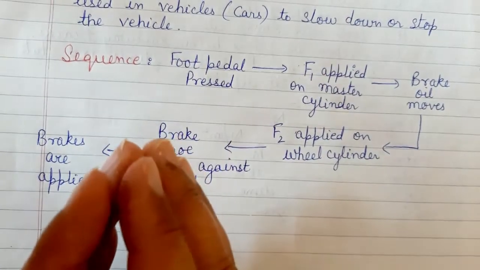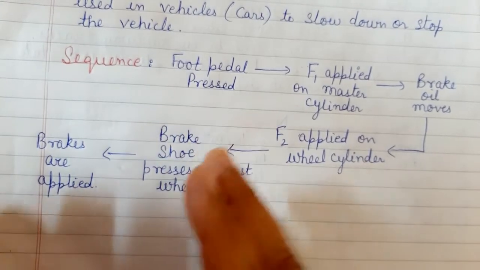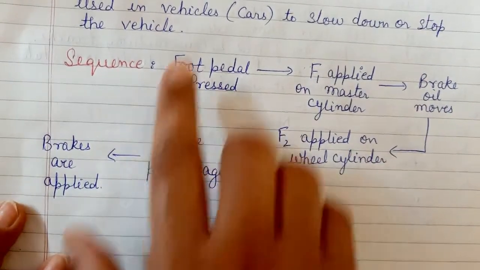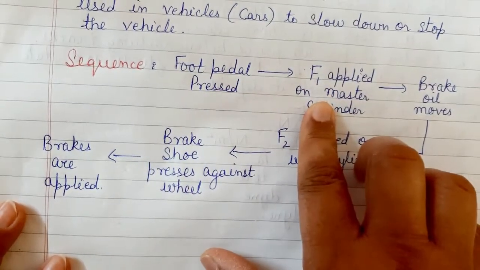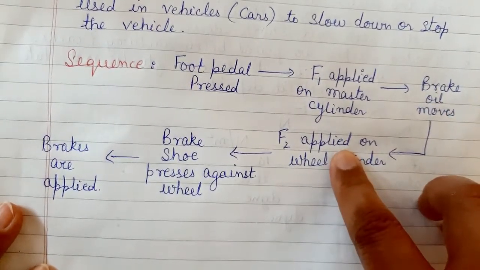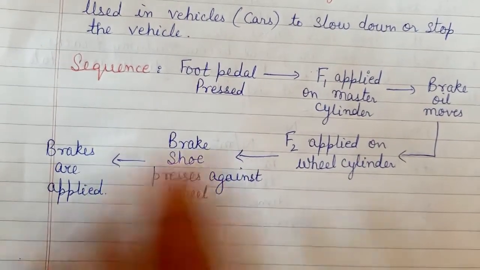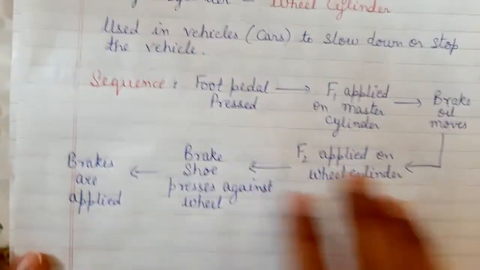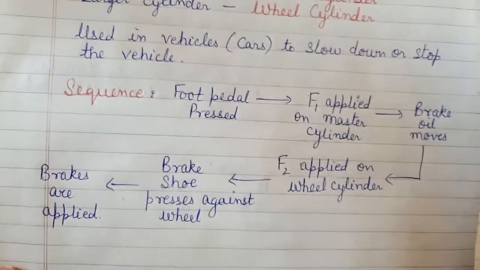Okay, now when the brake shoes press and open up, they touch the rim of the wheel of the car, and then the brakes are applied. So this is the sequence in which a hydraulic brake works. That is, we press the brake, causing F1 to be exerted on the master cylinder, leading to the brake oil being moved out, causing a force F2 to be exerted on the wheel cylinder, which is present near the wheel of the car, leading to the opening up of the brake shoe, and finally the brakes are applied. So this way we have looked at three different types of hydraulic machines, that is hydraulic press, hydraulic jack and hydraulic brake.